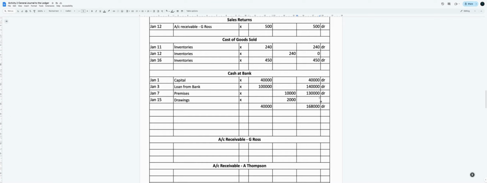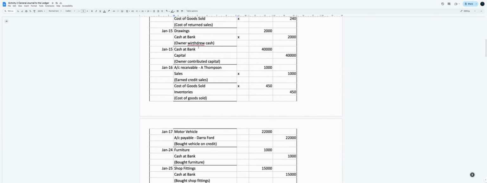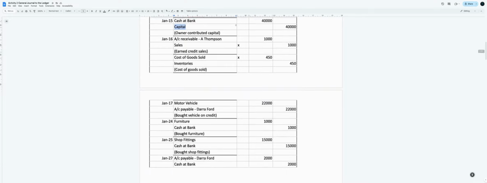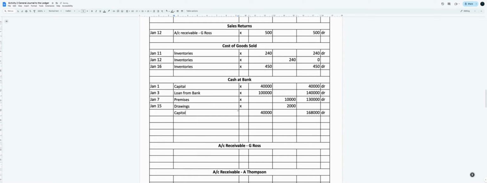Do your running balance, and then if you find that you don't need that one because you've got two entries, delete that one above it. What do I write in the particulars now? So let's go back to that 15th. And I can see that $40,000 came in from capital. So I copy that and I paste that in.